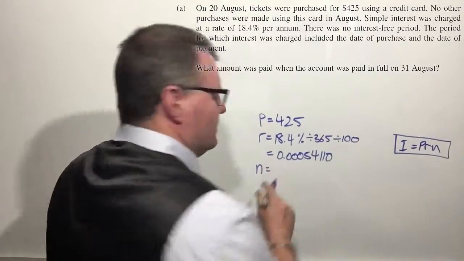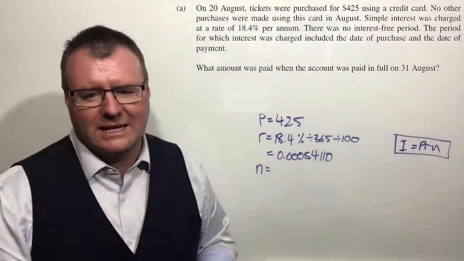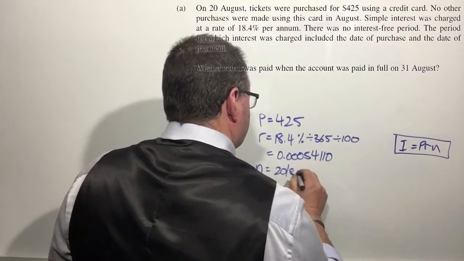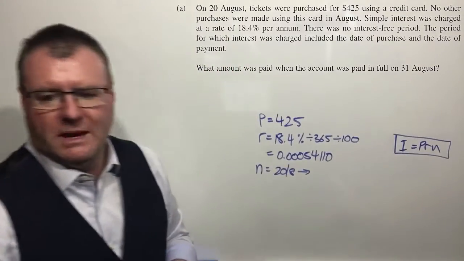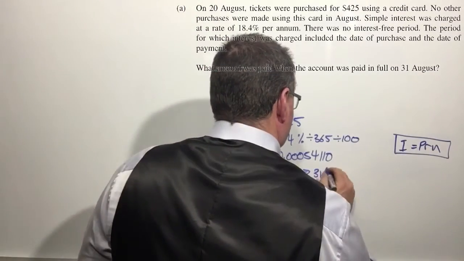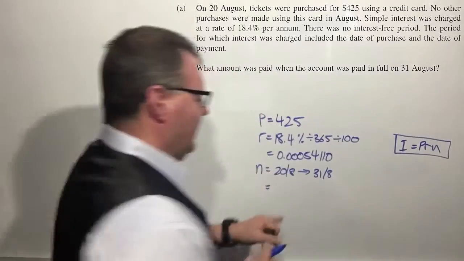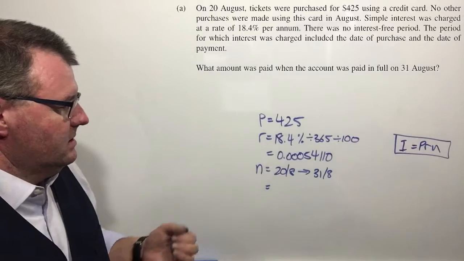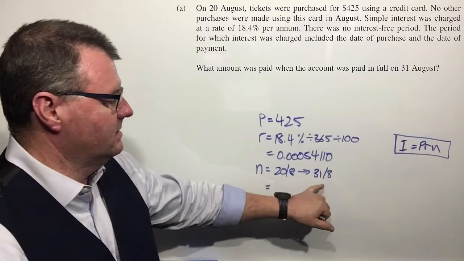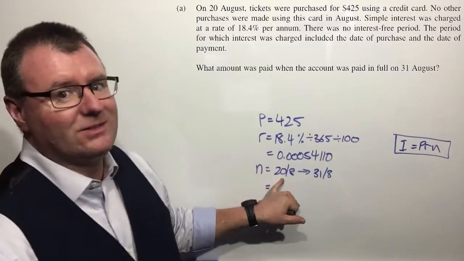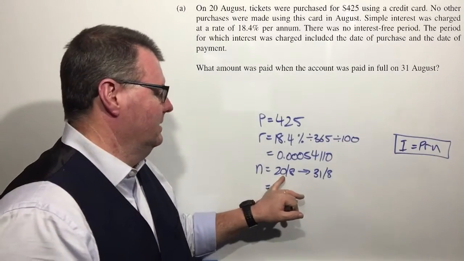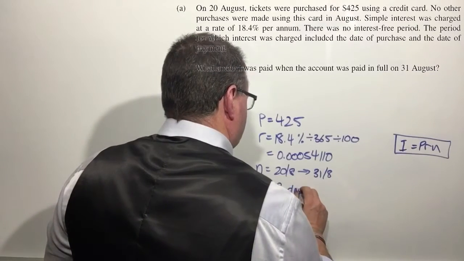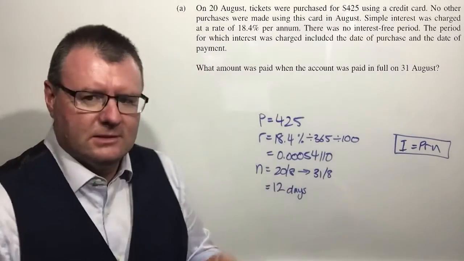N, the number of time periods. Well, we're not told exactly what that is. We're going to have to calculate it. So that's going to go from the 20th of August through to the payment on the 31st of August. And we're told by the question that we include both of those dates, the 20th and the 31st. So from the 20th to the 31st is 11. There's 11 days after the 20th because there's 31 days in August, but we have to include the 20th. So there's actually 12 days. Okay. Let's just quickly check that.